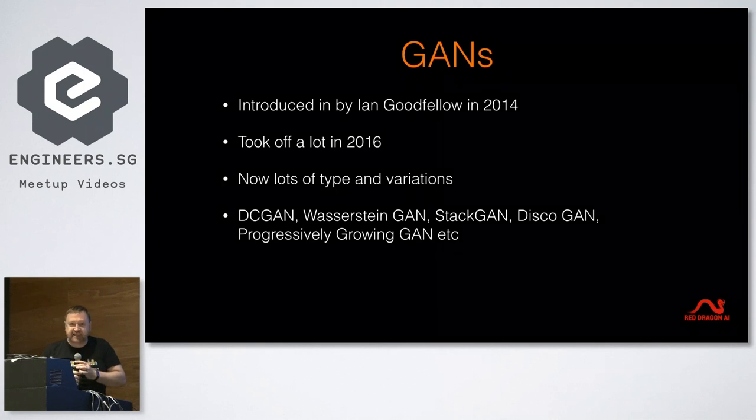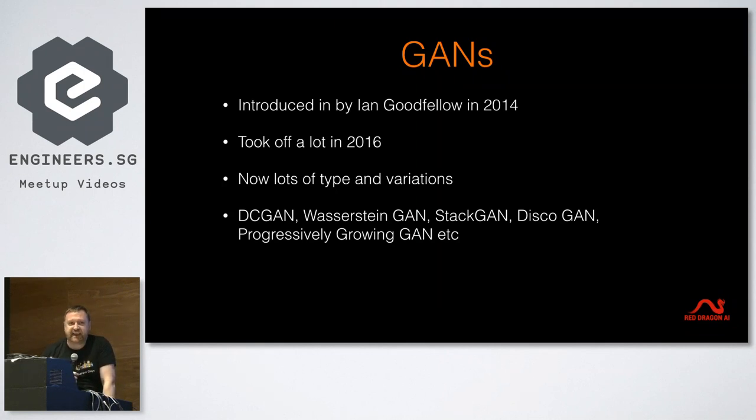There's lots of good GANs. One of the best ones that probably came out just at the end of last year was a thing called the progressively growing GAN, which really achieved a lot of good things in doing things with really big images. And it's probably one of the most accurate GANs to date.